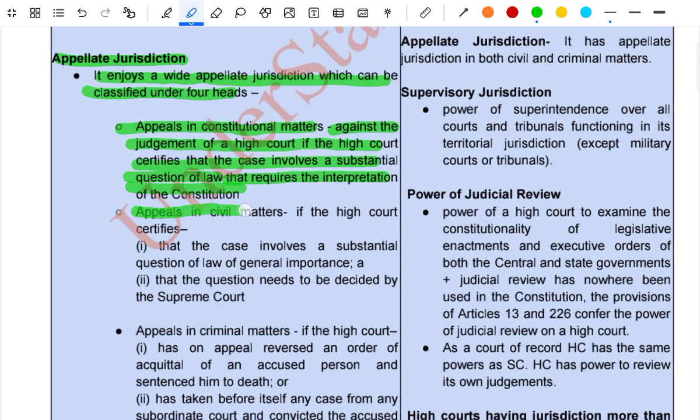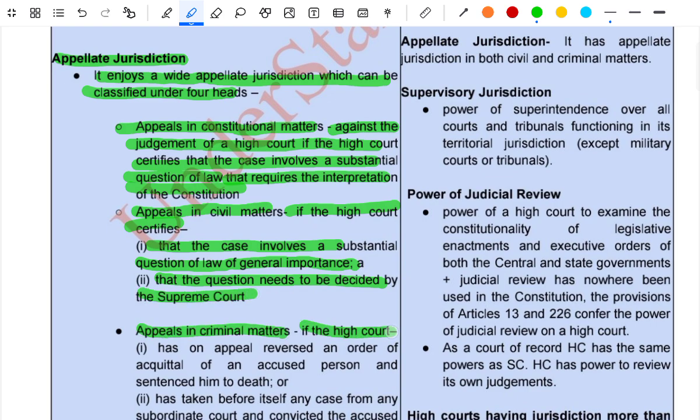Second, appeals in civil matters, if the High Court certifies first that the case involves a substantial question of law of general importance, and second that the question needs to be decided by the Supreme Court. Third, the appeals in criminal matters.